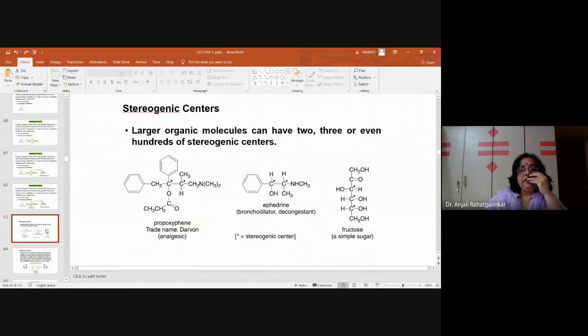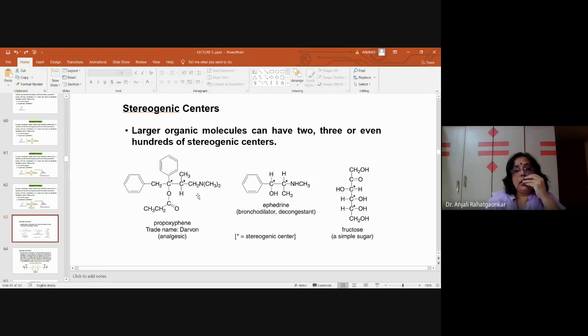Apart from that, if the molecule is big, you can also take a screenshot and note down such molecules, because many of them are either medicines or drugs. This is a simple sugar molecule, fructose. This is ephedrine, which acts as a bronchodilator, and this is Darvon, which is an analgesic. Here there are different carbon atoms showing as stereogenic centers.